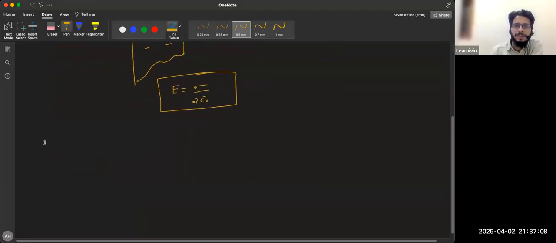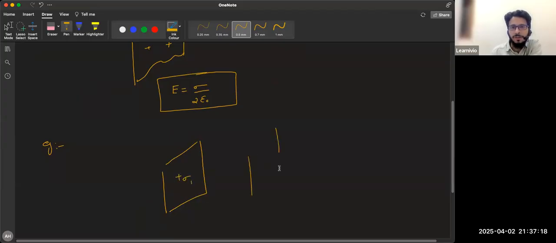So there are certain types of problems on this concept. That is, you have two sheets. One has charge density plus sigma 1. Then you have another sheet, which has charge density minus sigma 2. And you're supposed to calculate field in three regions: region 1, region 2, region 3.